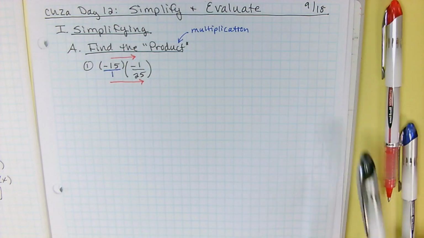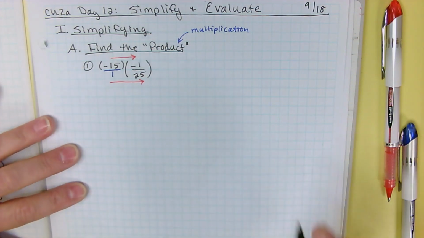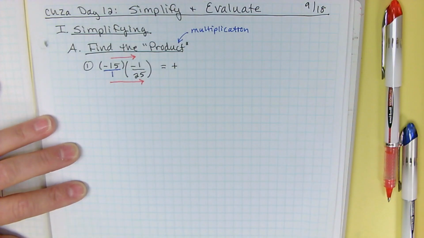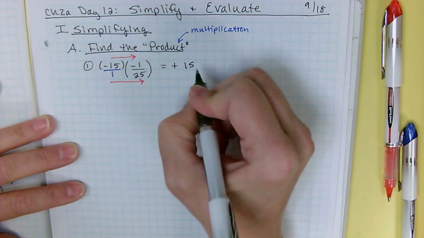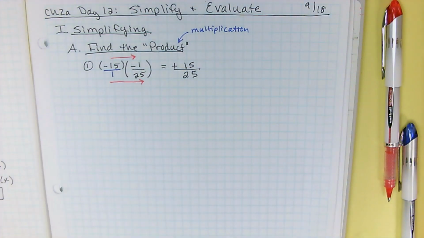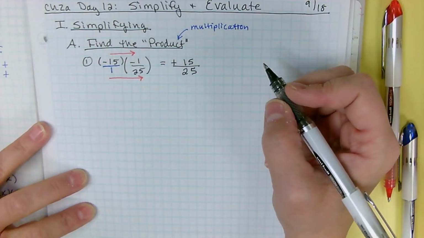So that's where knowing those invisible ones pushes that negative 15 up to where it needs to be, which is in the top. So doing this, a negative times a negative is a positive. 15 times 1 is 15. On the bottom, 1 times 25 is 25. Now, both of these numbers end in a 5, which means they can be reduced. Let's revisit prime factorization as a way to reduce.